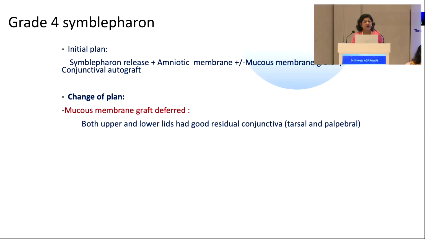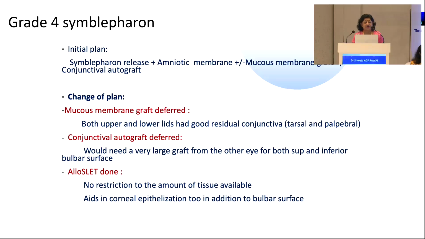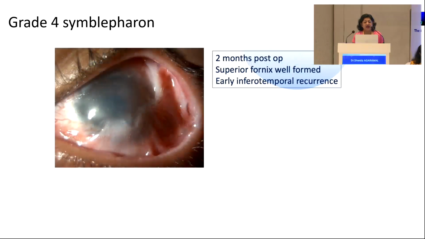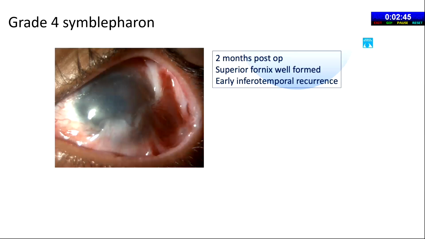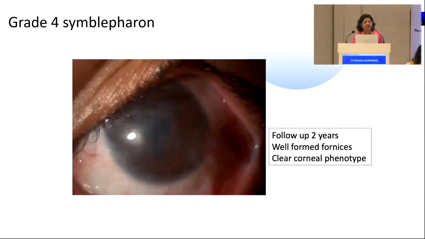Since both upper and lower lids had good residual conjunctiva, we deferred the mucosal graft. Since a very large conjunctival graft would be required, we replaced it by using an AIOS. This is how the patient was 2 months following the surface reconstruction: early recurrence of the inferior fornix, which was taken care of by a conjunctival limbal autograft.